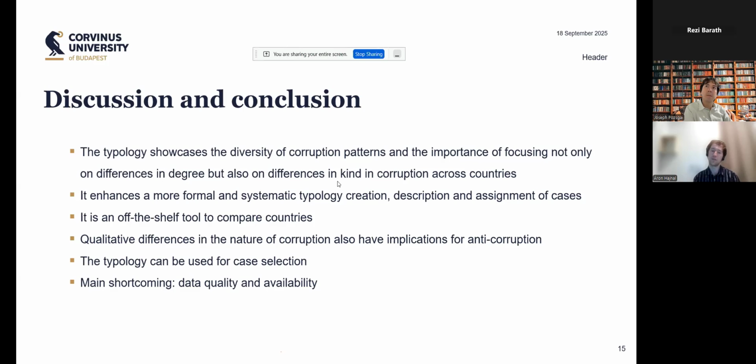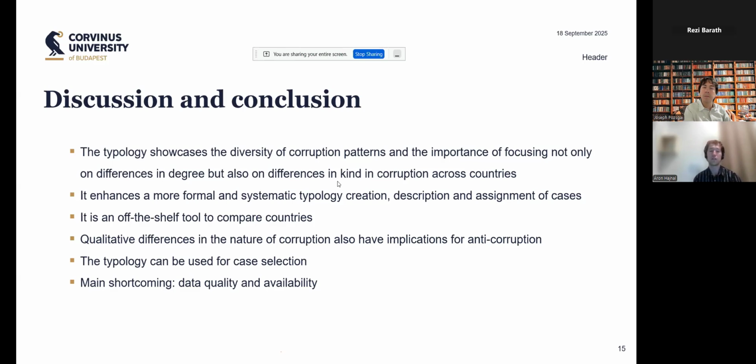I think where we made the most contribution relative to previous efforts is that there have been typologies, but our typology allows for a more formal and systematic approach to create the typology, and especially to assign cases to the ideal types. So this is, I think, where we stepped away most from extant literature on corruption typologies, and for this we use fuzzy set ideal type analysis for the first time. Although we have data limitations, as we mentioned, we still believe that this classification can be useful as an off-the-shelf tool to compare countries and compare corruption patterns of countries' experience.